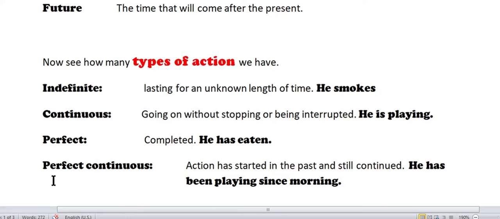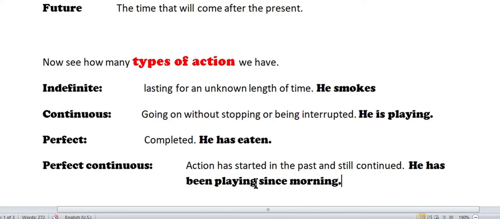The next word we have is perfect continuous. This is a very tricky one. Here something is completed and something is continued. That's quite weird. So what's going on here? The action has started, the starting time has completed. The action started in the past and still continues.